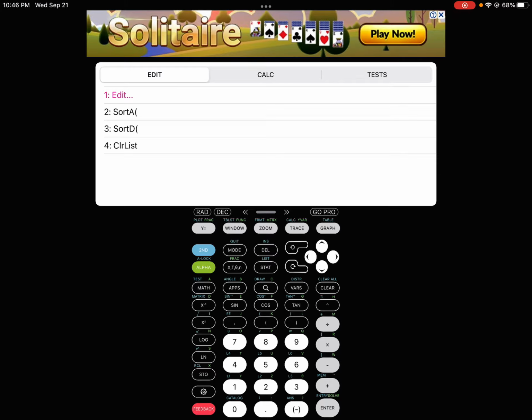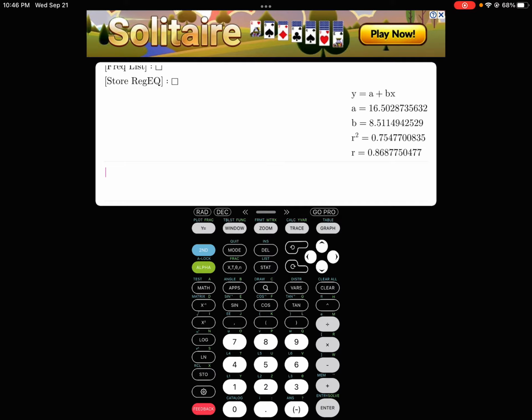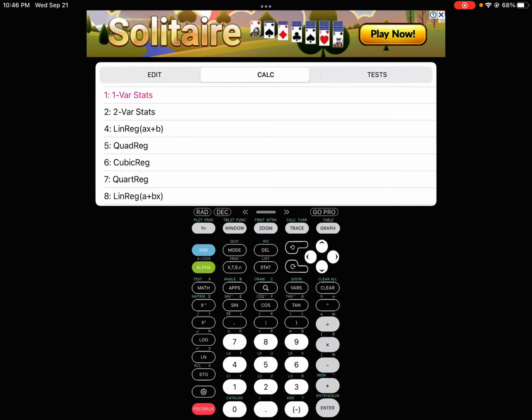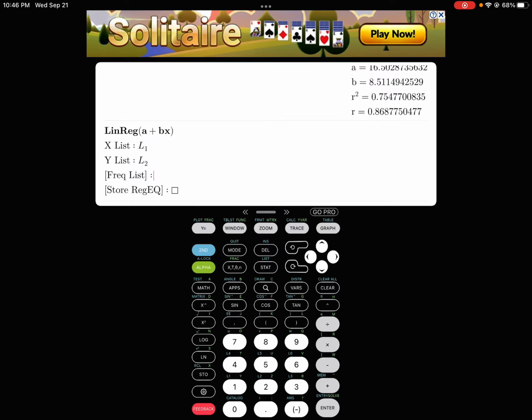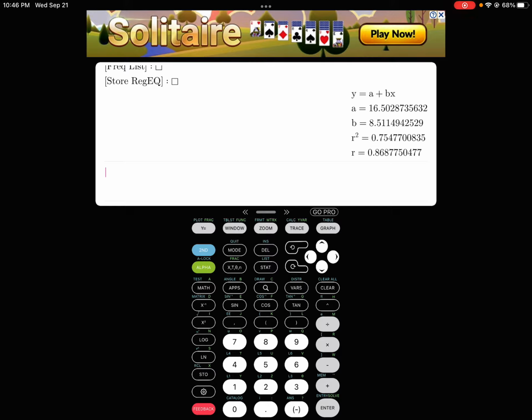All right, so I've got my data here in list 1. To calculate my least squares regression line, stat, go over to the calc tab, and option 8 is our linear regression, a plus bx. Press enter. Make sure my x list is list 1, my y list is list 2. I can see that y equals a plus bx is the general form. Over on the right, a is equal to 16.5, b is equal to 8.5, and then we have r squared and r. So pretty strong correlation here at about 0.87.